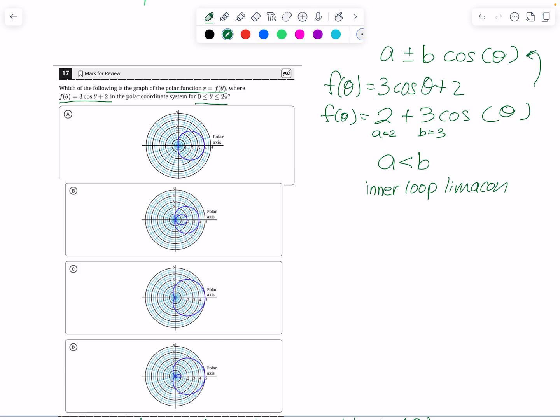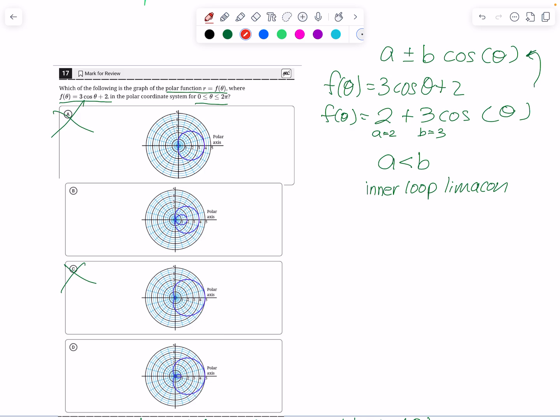So if you look at the pictures, this is not an inner loop. We don't see an inner loop here, so that's a no. And this one does not have an inner loop, so that's a no. And so it's either choice B or choice D. So the next part is to look at the formula and figure out what is the maximum out and what is the inner loop amount.